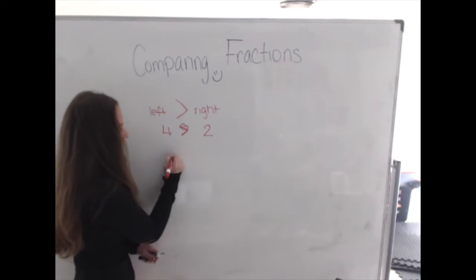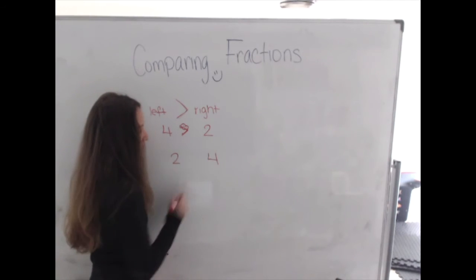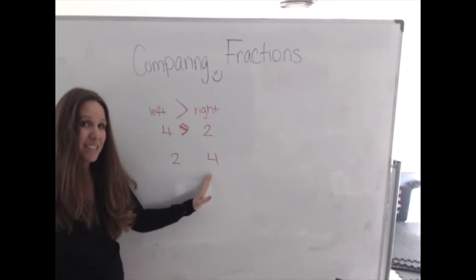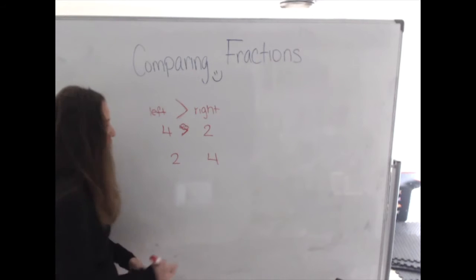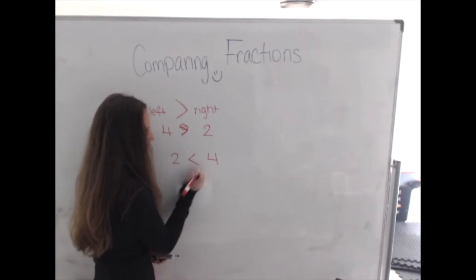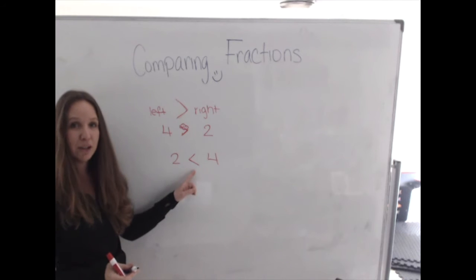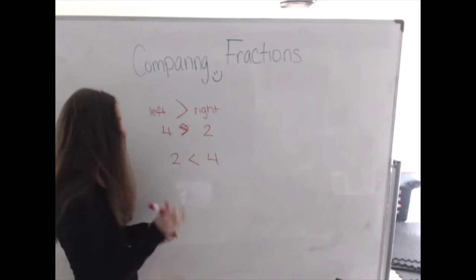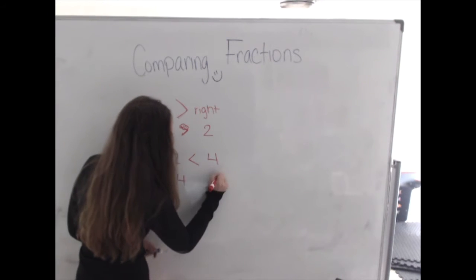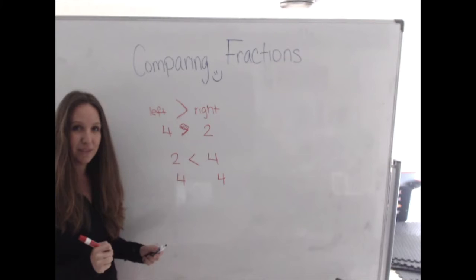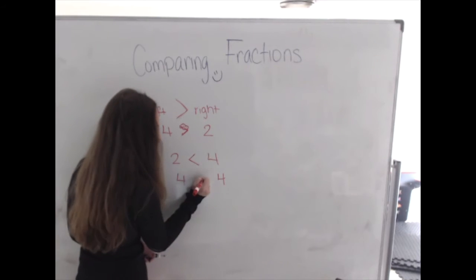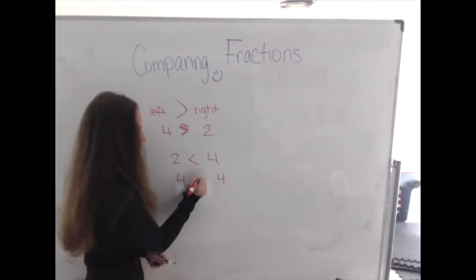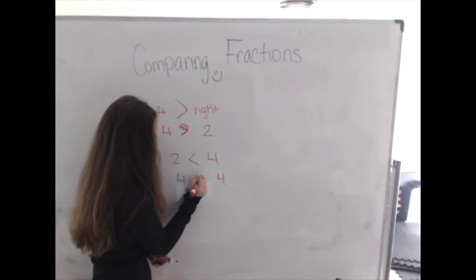But if we were to do this and we said 2 and 4 that way, and we always read left to right, is 2 more or less than 4? That's right. 2 is less than 4. So this symbol right here means less than. Now, what if I had the same thing on both sides? A 4 and a 4. They're equal to each other. So we're going to use this symbol right here, equal to. You can think of it also as a confused alligator.